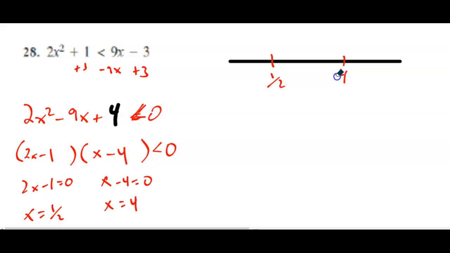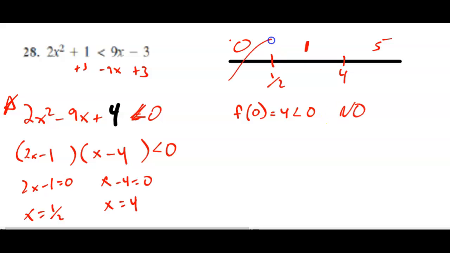So you've got to pick values to check. I'm going to check 0, I'm going to check 1, and I'll check 5. So f of 0: I'm going to check it right here in this one, just because I can see it was less than 0. 0 squared is 0, minus 0 plus 4 is 4. So 4 is less than 0, false. That's a no.